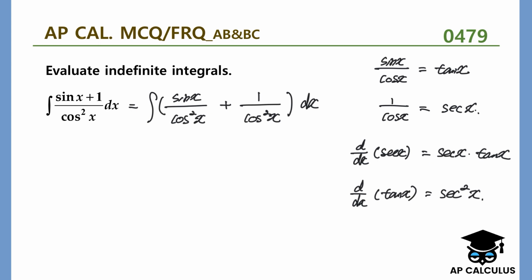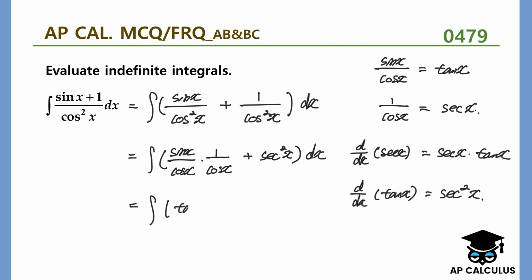So far so good. So let's simplify this. That's going to be sine x over cosine x times 1 over cosine x plus 1 over cosine squared, that's secant squared, right? So we have sine over cosine, that's tangent. 1 over cosine, that's a secant. Plus secant squared, right?